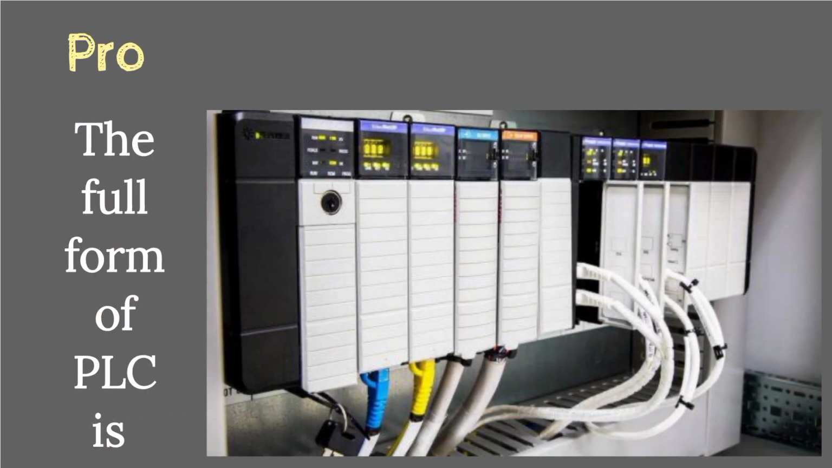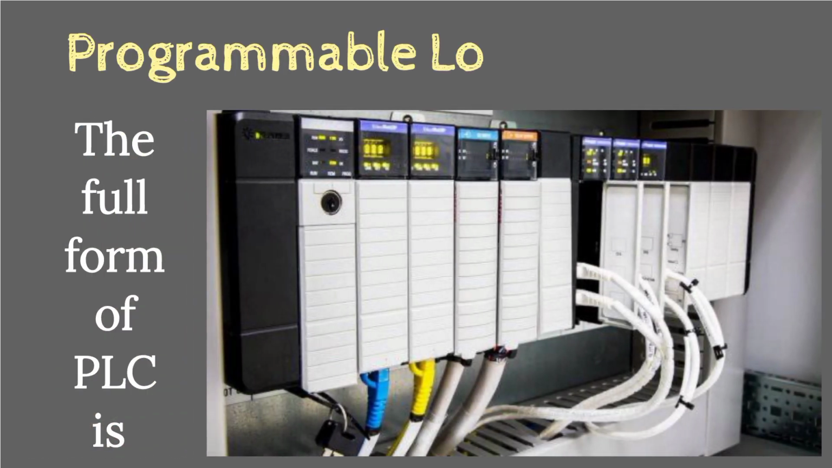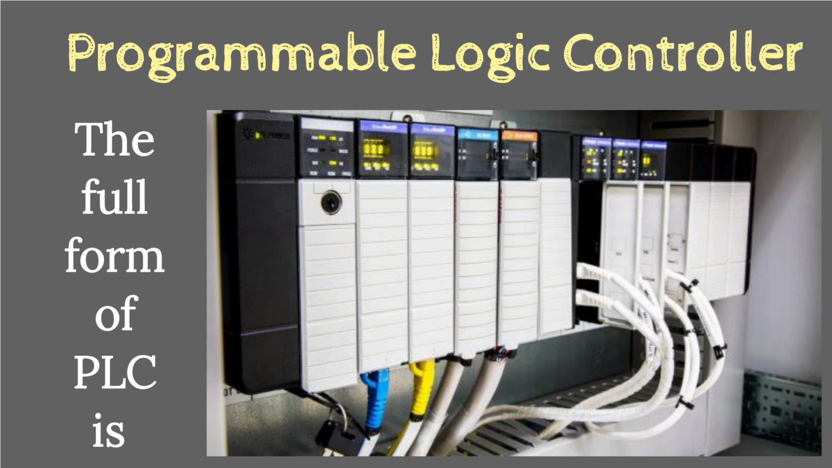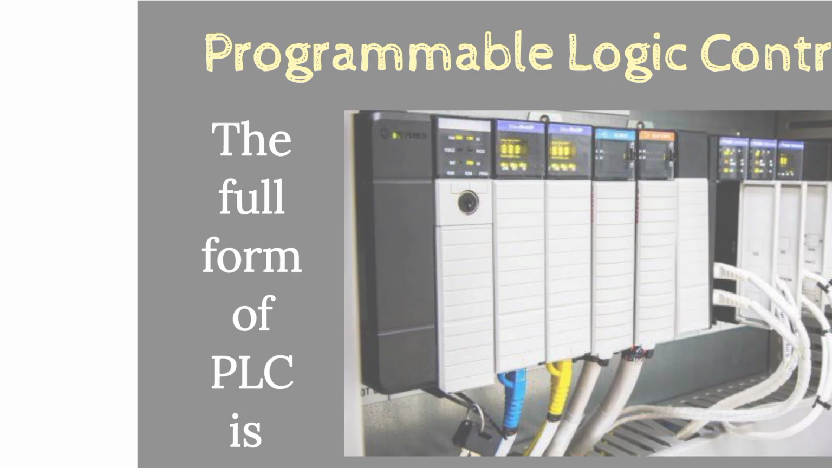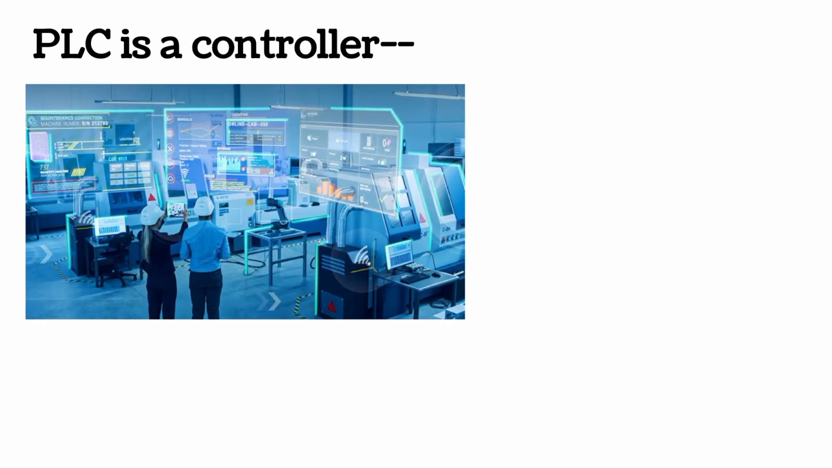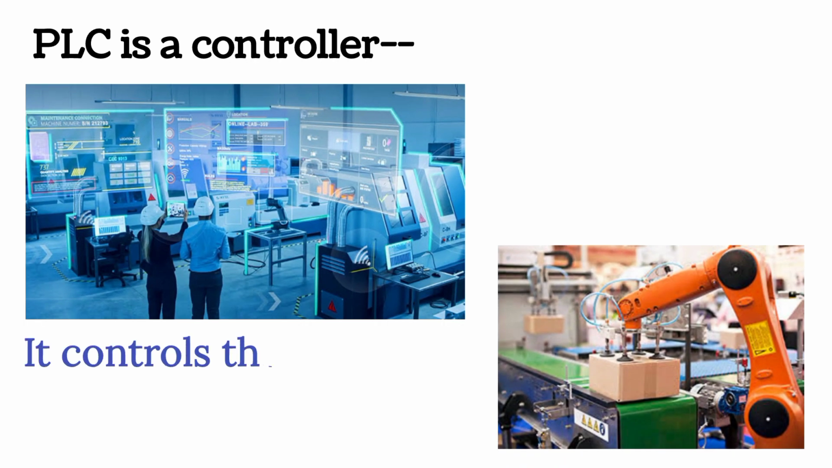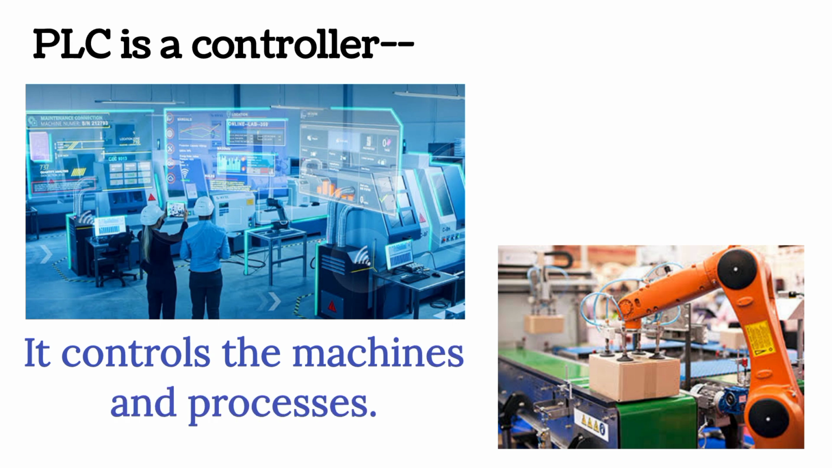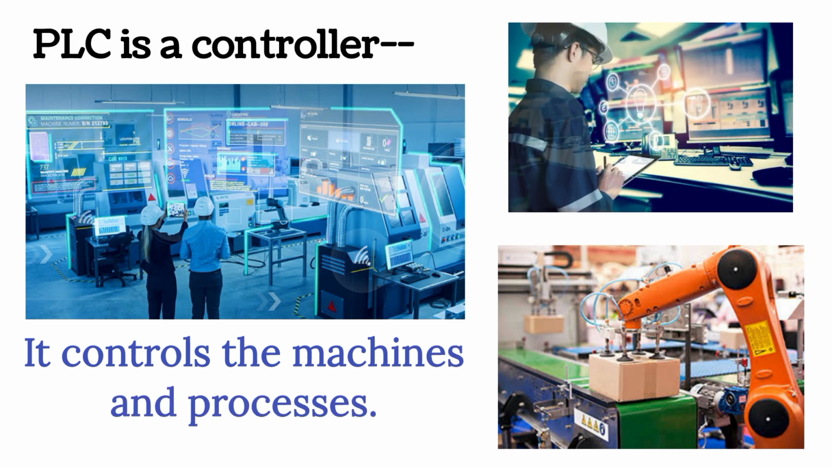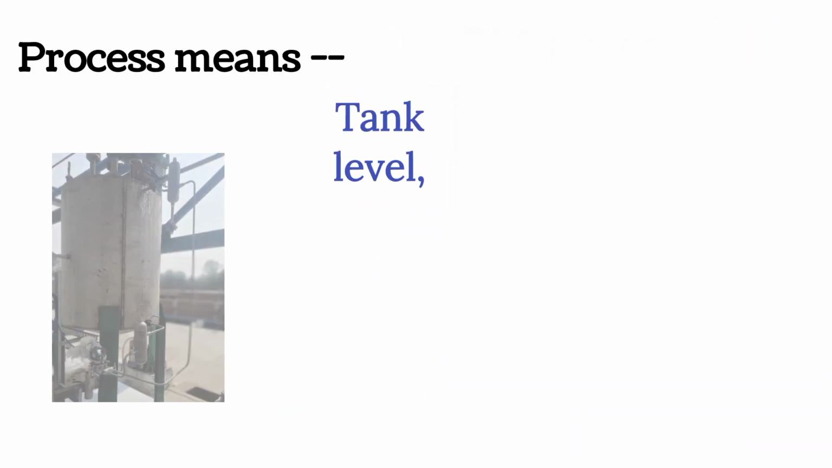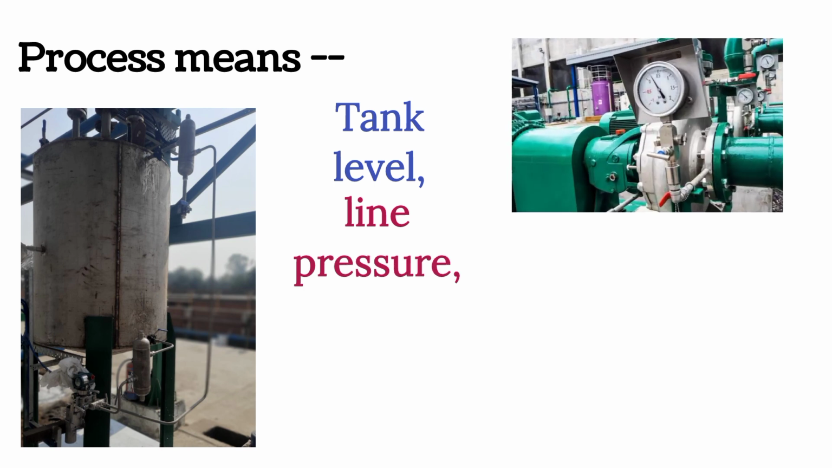The full form of PLC is Programmable Logic Controller. P means programmable, L means logic, C means controller. PLC is a controller. It controls various machines and processors. Some of the machines and processors are shown in the images. Process means level of any tank, pressure of any process line, any temperature, flow, etc.